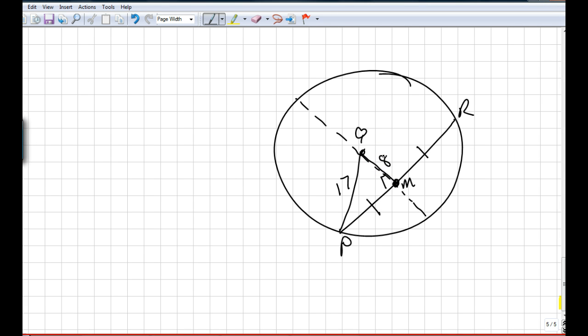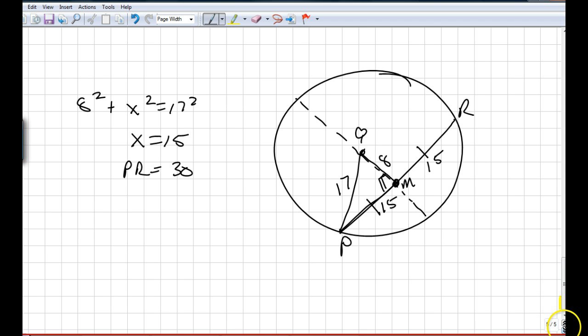and so then I can find this distance by using Pythagorean theorem. So 8 squared plus, we'll call it x squared, equals 17 squared. Okay? And so we're going to get x equals 15. We finish that. So PM is 15, so MR is 15. So that means PR must have a length of 30. Okay?